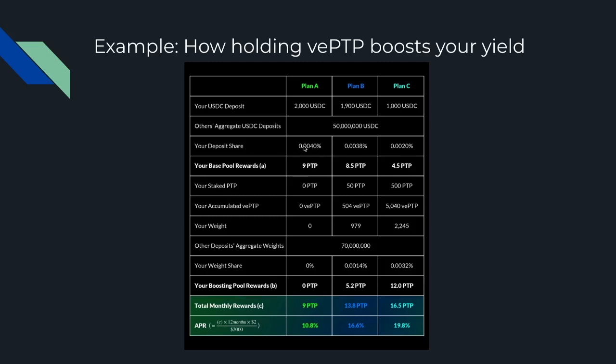What this shows is that you have a 0.004% share of the entire pool, assuming the entire pool is 50 million USDC, and your base rewards are 9 PTP per month. This means you have no PTP staked, no vePTP, and so therefore your boosted rewards are 0. If we look at Plan B, this is where we just take $100 of our $2,000 investment and purchase PTP with it. Then we stake that PTP and put our remaining 1,900 USDC into the pool on Platypus Finance.